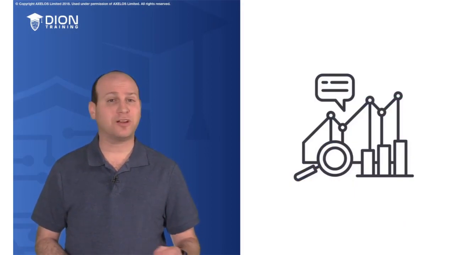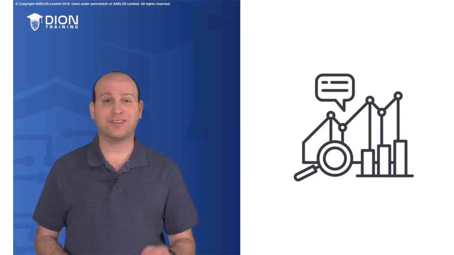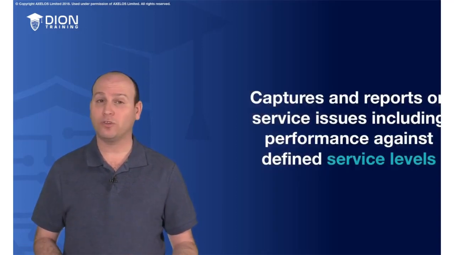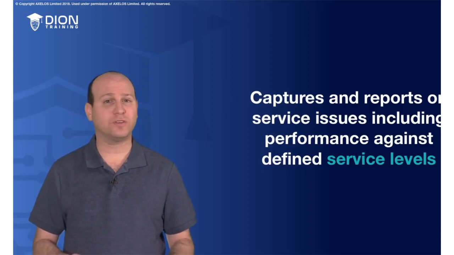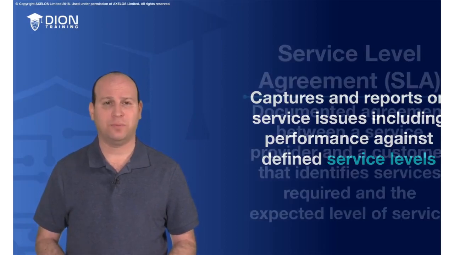We're also going to focus on collecting, analyzing, storing, and reporting the relevant metrics to ensure that we're meeting the service levels. We also want to make sure that we're performing service level reviews to ensure the current services continue to meet the organization and the customer's needs. We also are going to make sure that we're capturing and reporting service issues, including performance against our defined service levels. So if I said I want to have 99.999% uptime, service level management is going to measure my performance and see if I'm meeting that level.